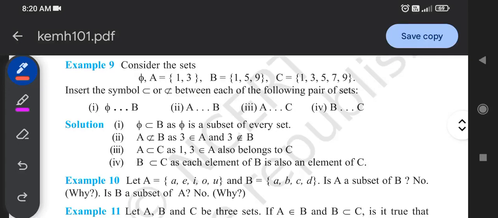Example 9, consider the sets pi, A is equal to 1 comma 3, B is equal to 1 comma pi comma 9, C is equal to open braces 1 comma 3 comma pi comma 7 comma 9 closed braces. Insert the symbol belongs to or not belongs to between each of the following pair of sets. First, pi, B. 2, A, B. 3, A, C. 4, B, C.